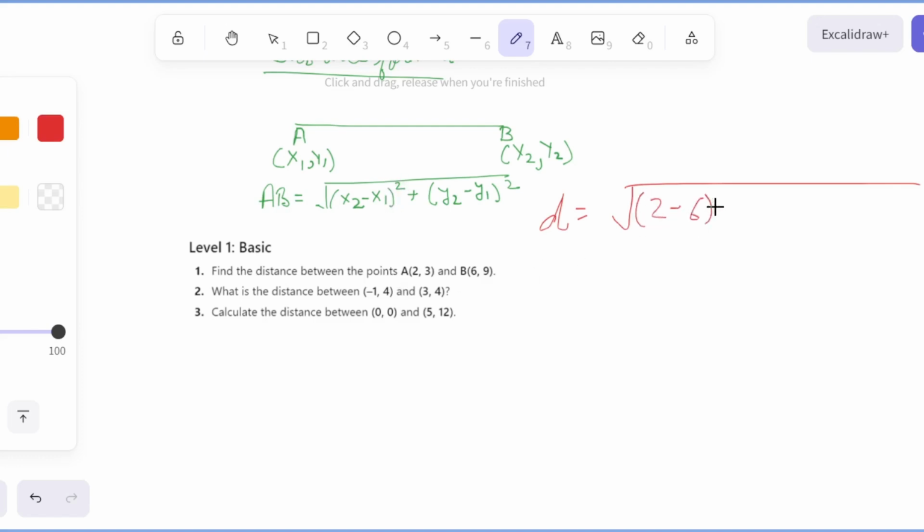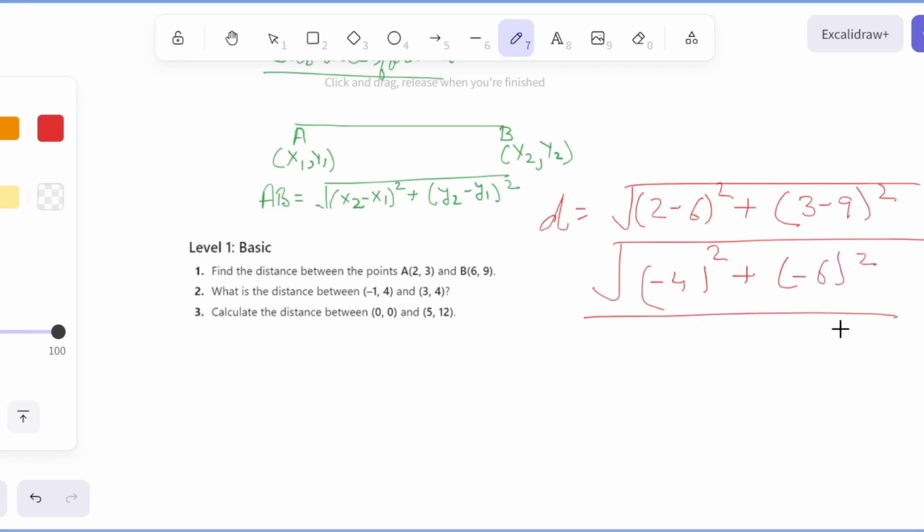So we do (2 minus 6) squared plus (3 minus 9) squared. 2 minus 6 is minus 4 raised to power 2, plus 3 minus 9, which is minus 6 raised to power 2. That is 16 and 36, and 16 plus 36 is 52, so the distance is the square root of 52. That's the distance between these two points. Does that make sense? Yeah, it makes sense.